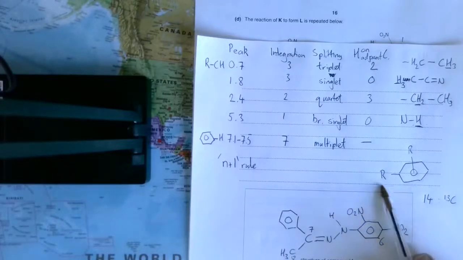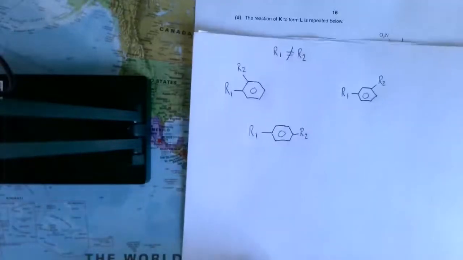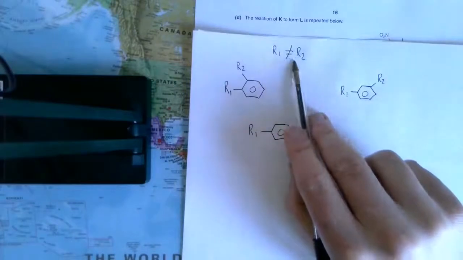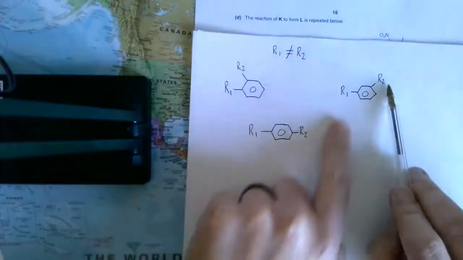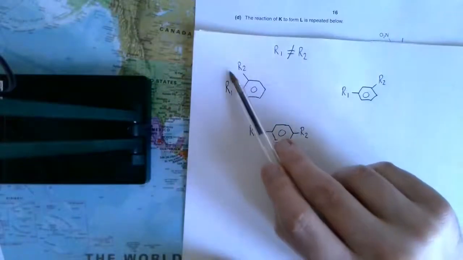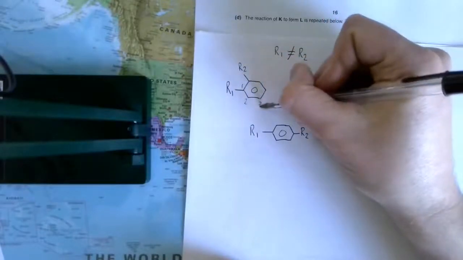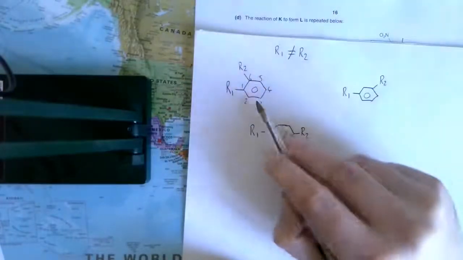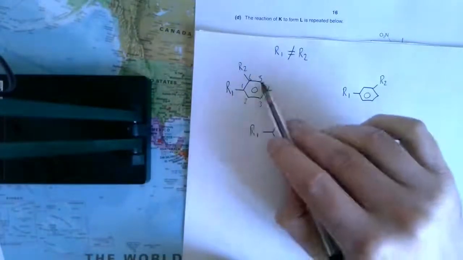There are 2 R groups. I've put them both as R here, but they're not the same. One of them is CH2, CH3, an ethyl group, and one of them is, well, this monster. So R1 is not equal to R2. We can have the second R group next to the first, we could have it here, or we could have it opposite. Because they're not the same, there is no symmetry down this, and so this would lead to 6 different environments. This top and bottom half are not symmetrical, so they're not equivalent.